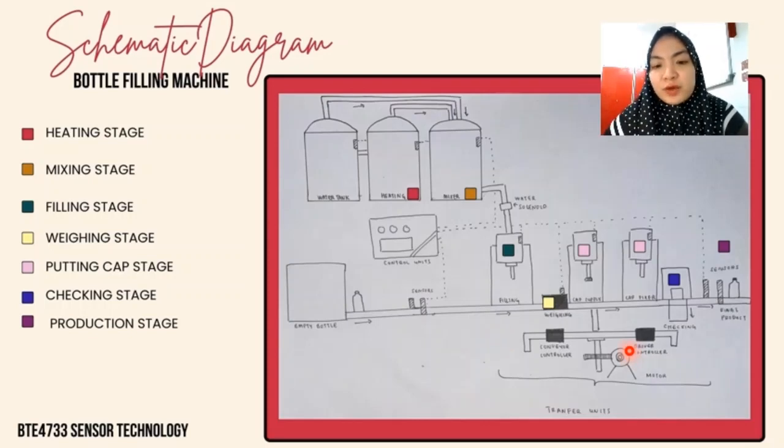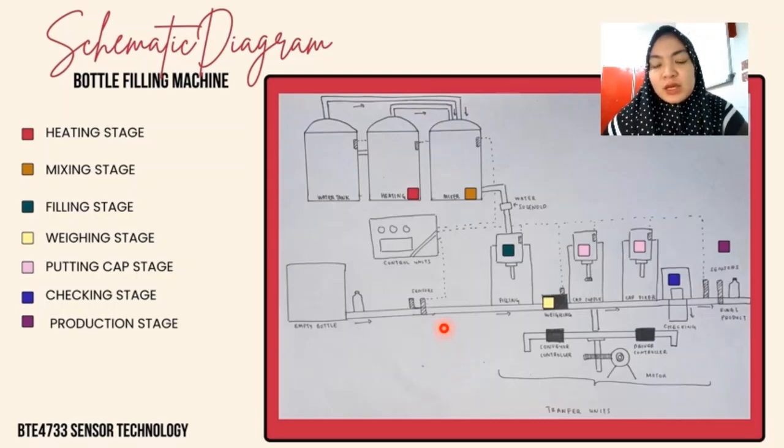As you can see here, we have 2 sensors at the beginning, which act as a transmitter, and at the end of the conveyor we have a receiver. This is for the safety purpose of the production.